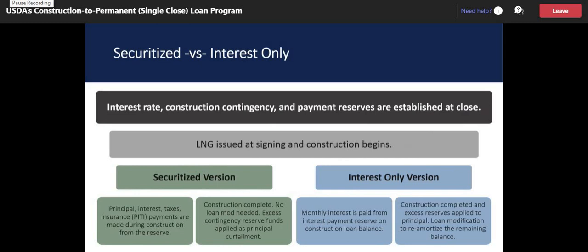With the securitized version, excess contingency funds are also applied to the principal balance. There's no need for a modification or reamortization since the regular payments have already been made from the start. So what this version accomplishes is the ability to securitize the loan immediately, by the fact those regular payments are being made already, eliminating the need for lenders to maintain a warehouse line of credit during the construction period. Plus, the builder does not have to front their own capital, as we mentioned before, or their line of credit. This loan feature and its process were designed to mitigate risk while providing affordable new construction.